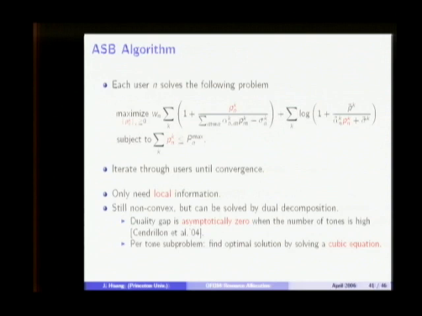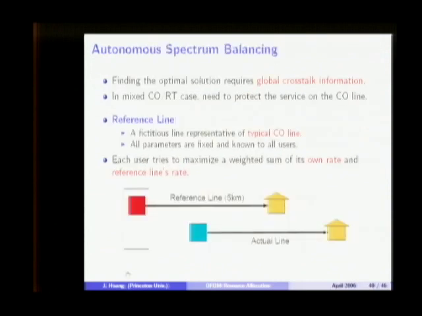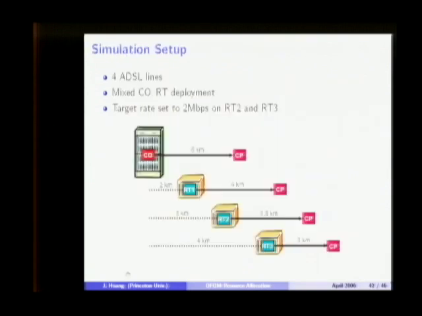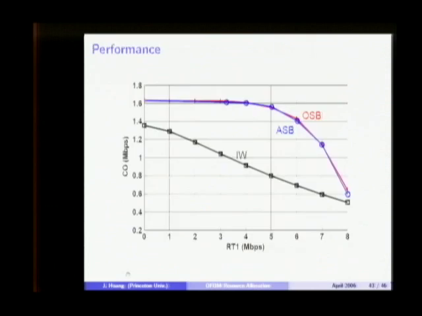Can you go back to that curve and remind everyone what the axes of that curve are? Okay. This curve is based on this network where there are 4 lines. We set the target rate on these 2 lines to be 2 megabits per second. So this is what we can achieve. The only freedom we can adjust is the rate achieved on this line and the rate achieved on this line. These are the only 2 unknown results. And this is the plot.